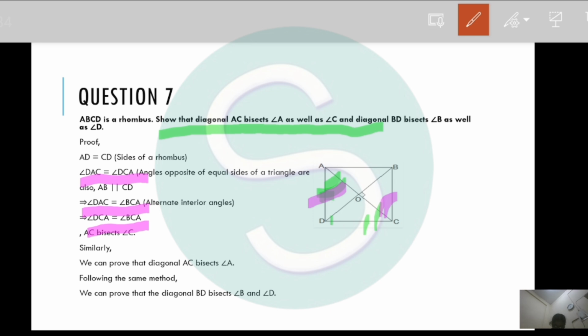Similarly, we can prove all the three parts, that how AC bisects A as well as C and BD bisects B as well as D. We have to repeat the same procedure only.